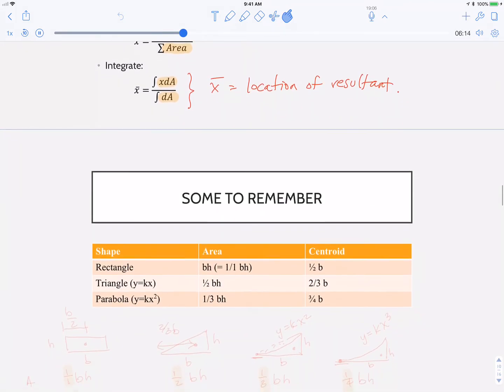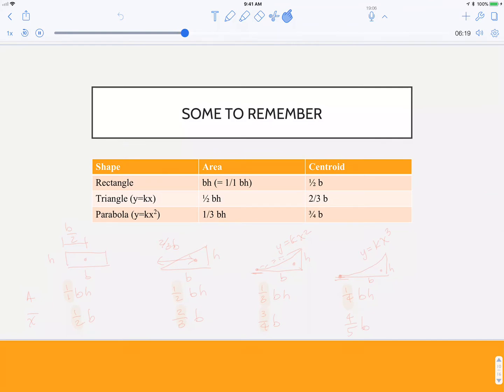This concept of getting the total load and its centroid will become clearer when we do some examples, but there are some you should remember. If you have a rectangle that has a base and a height, the area is base times height, and the location of the centroid of a rectangle is just halfway over, b over 2. If you have this triangle, the area is 1/2 base times height, right? That's the area of a triangle.